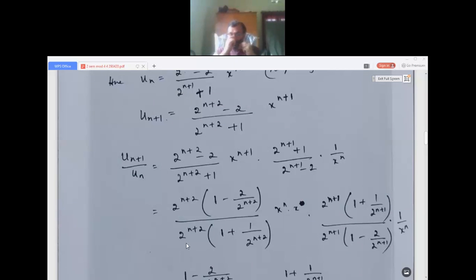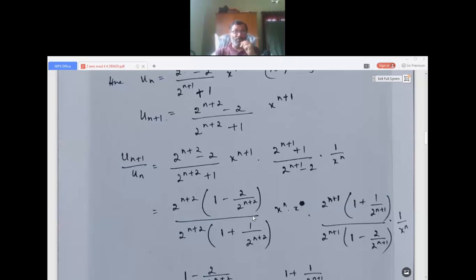Here you remove 2 power n plus 2 outside, I get 1 minus 2 by 2 power n plus 2. Here, 2 power n plus 2 outside, 1 plus 1 by 2 power n plus 2. This will be x power n into x power 1, written here. Okay, I hope it is clear.